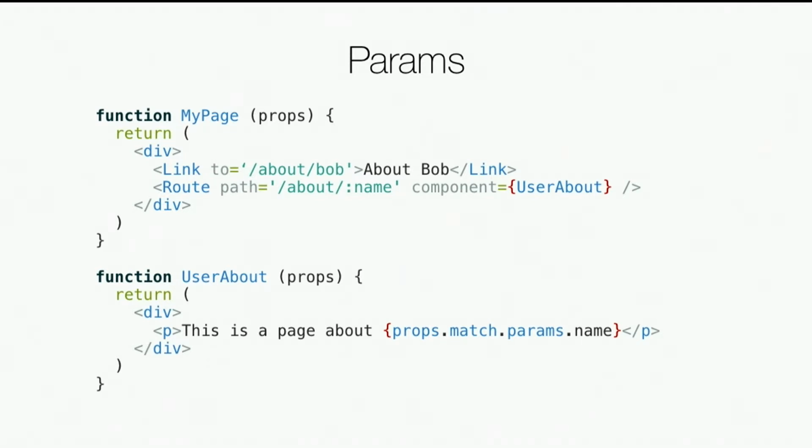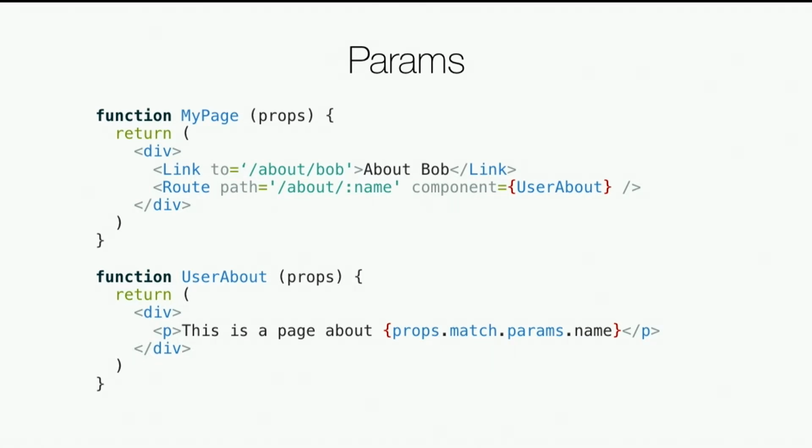Now, what's the param part of this is that colon name. So anytime you see a colon in a URL, that means that part of the URL is a param. And it's just basically a placeholder variable that you can use to access whatever part of the URL matches with that. So then in my user about component, it's just a paragraph that says this is a page about props.match.params.name.